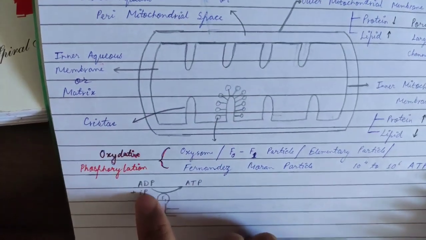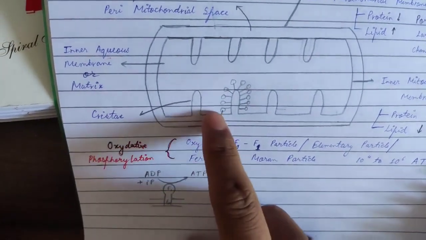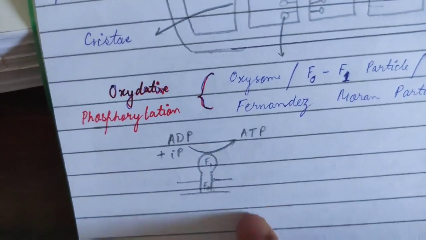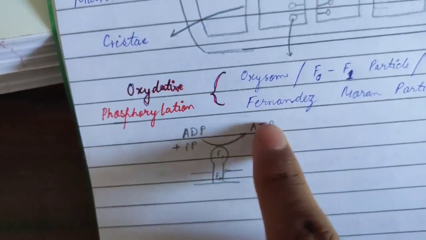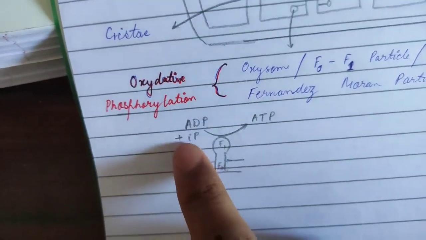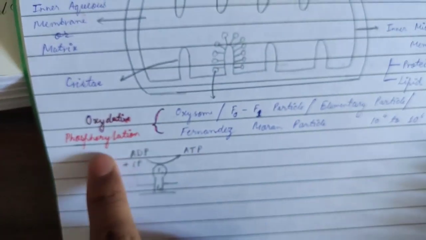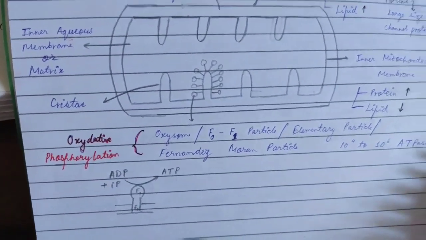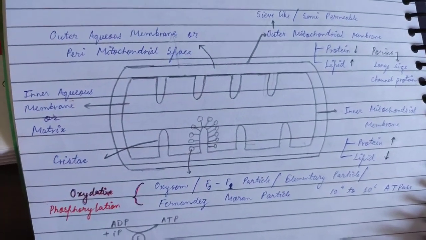When ADP and inorganic phosphate pass through this, see, I have drawn one more structure, through the F1 zone, then it becomes ATP. It combines the ADP and inorganic phosphate and makes ATP. Now this is known as oxidative phosphorylation. Okay, oxidative phosphorylation. Okay, so that's all for today.